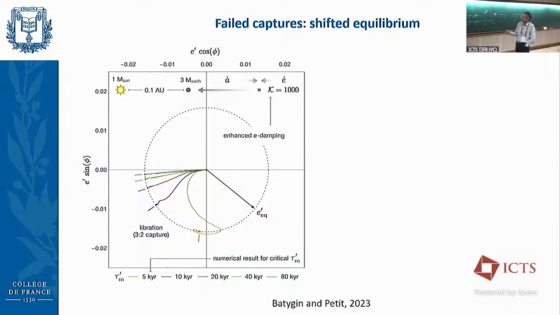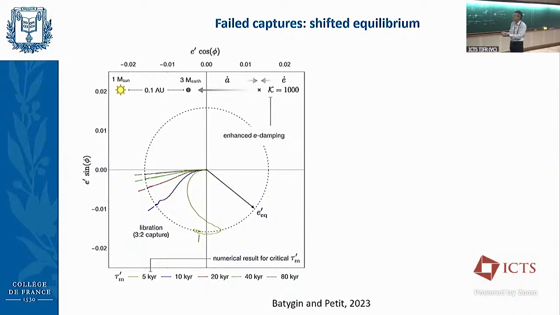And this is how the capture proceeds. When capture occurs, the eccentricity grows until an equilibrium point is reached. As you can see, the equilibrium point is not reached on this axis, but is shifted for the reason I explained. And the faster the migration, the faster the eccentricity damping, because the ratio between the two is always 1,000. Then you see that this equilibrium point is shifted more and more until it reaches the vertical axis, which is the farthest it can go.